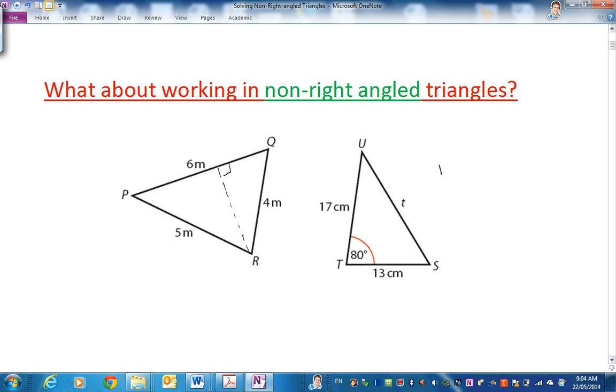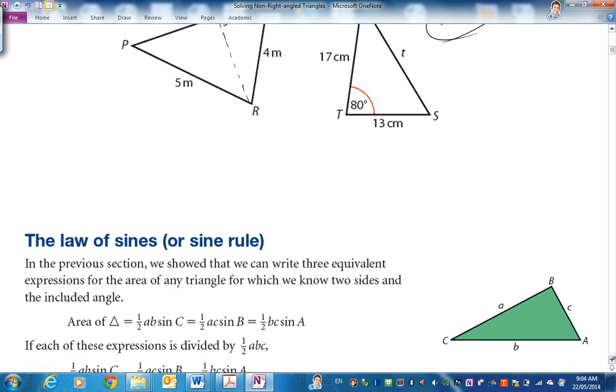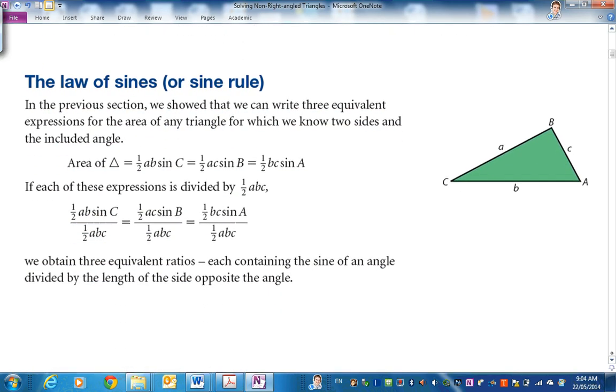Can we develop new rules? New rules that don't need a right angle triangle. Is that possible? Well, I guess you say, well, of course it's possible, otherwise you wouldn't be talking about it. And you're right. Okay, let's go down and have a look now. And here, the law of sines, or the sine rule. This little screen clipping here comes from Pearson's textbook, published in the UK.